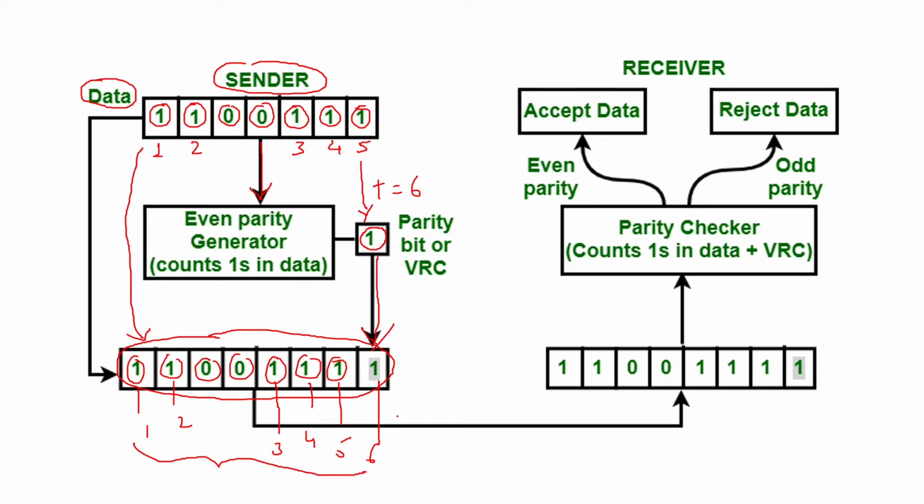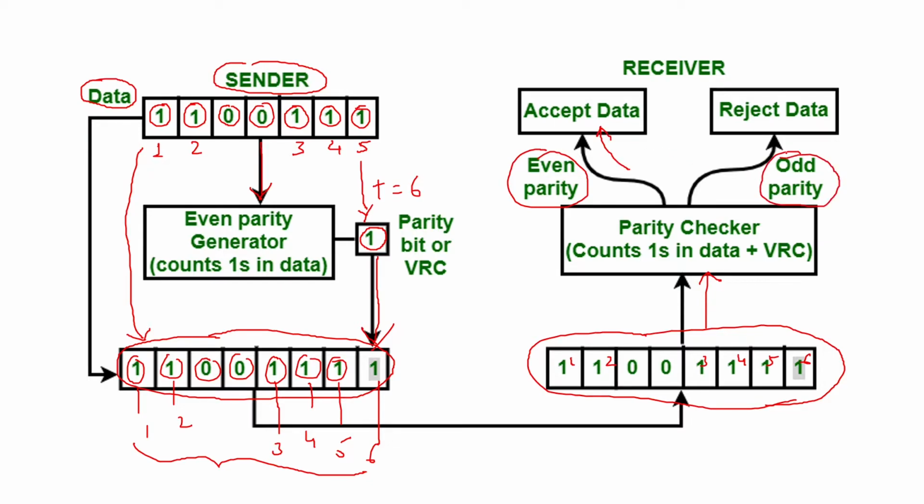That code will reach the receiver, and this is what has reached here. The receiver is going to check the number of ones by the parity checker. In this data, 1, 2, 3, 4, 5, 6 ones are there. Once it passes through the parity checker, it will tell that it is 6 ones, so it is even parity. If it is even parity, it will accept the data. If it is odd parity, it will reject the data and tell the transmitter to retransmit it. So this is how the system in VRC is going to work.